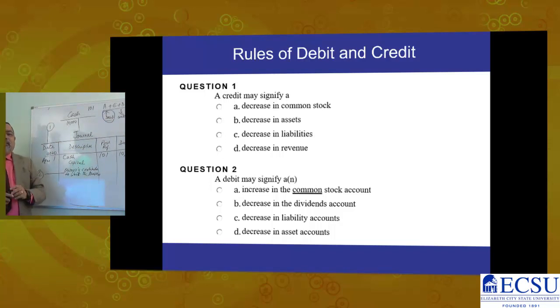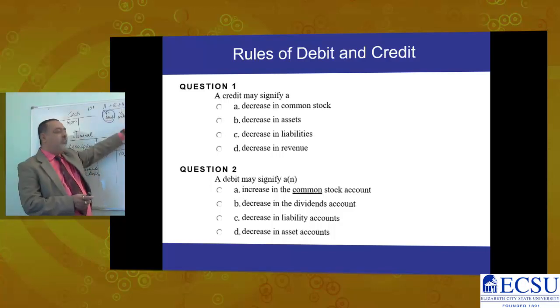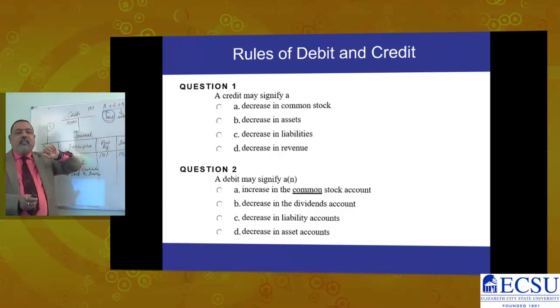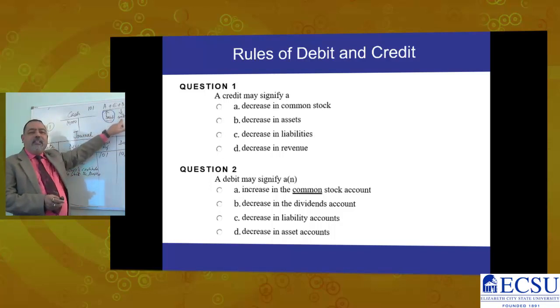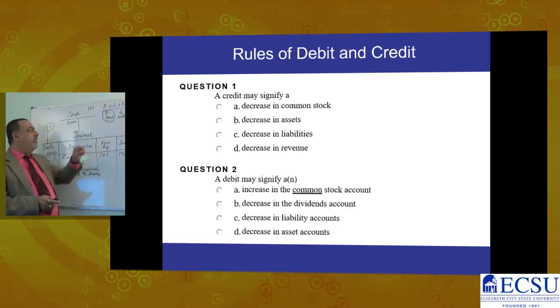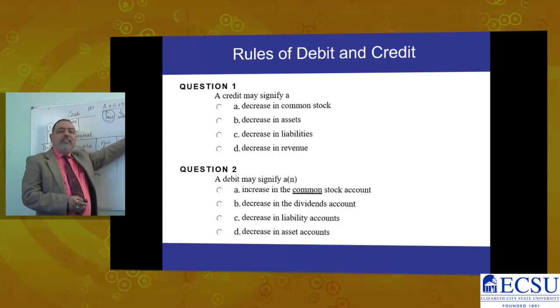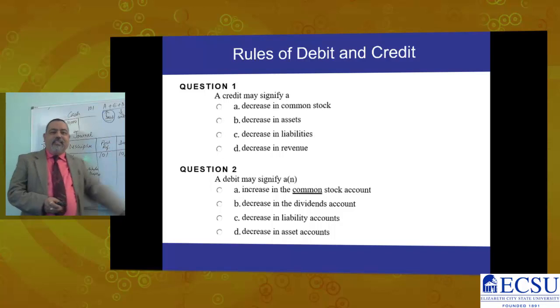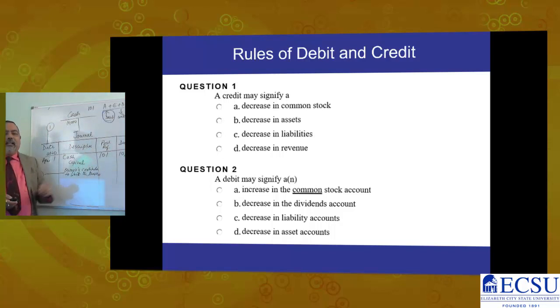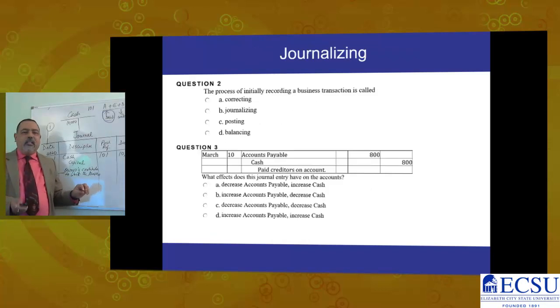Now number 2 is a debit may signify an increase in the common stock. So if you increase the common stock, it's a credit, so that's not the right answer. Decrease in the dividends account, so if there is a decrease in the dividend account, it is a credit, so it is not a debit. Decrease in a liability account, if there is a decrease in liability, it is a debit, so therefore it is going to be number C. So we'll be taking that. So question number 1 was B and this is C. So that's how we'll answer this question.